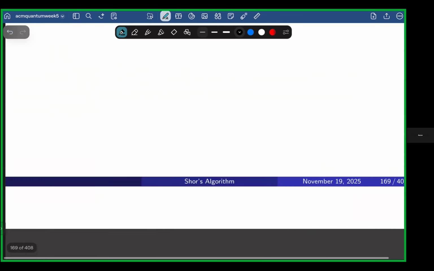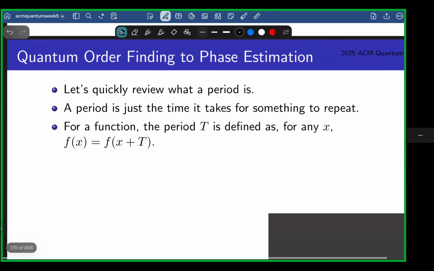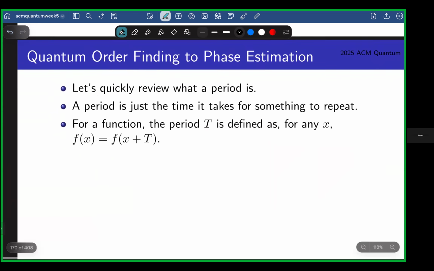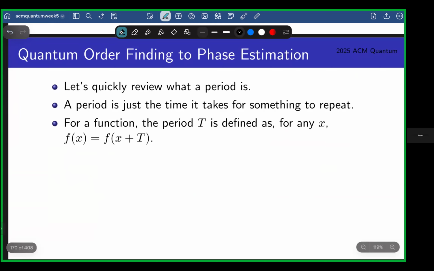The first thing is, let's just review what a period is. Mathematically, the period of a function is the time it takes for something to repeat, though it actually doesn't have to be time. Mathematically, it means that if you take any point of a function and then you add its period, you'll get the same exact value.